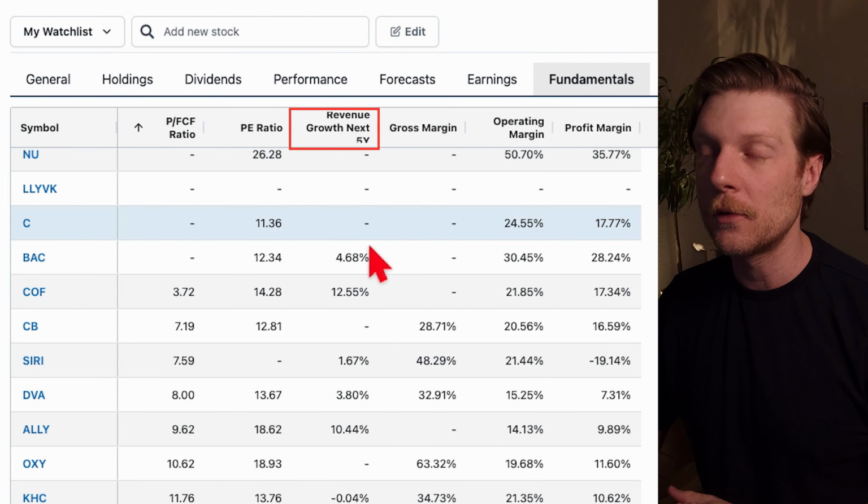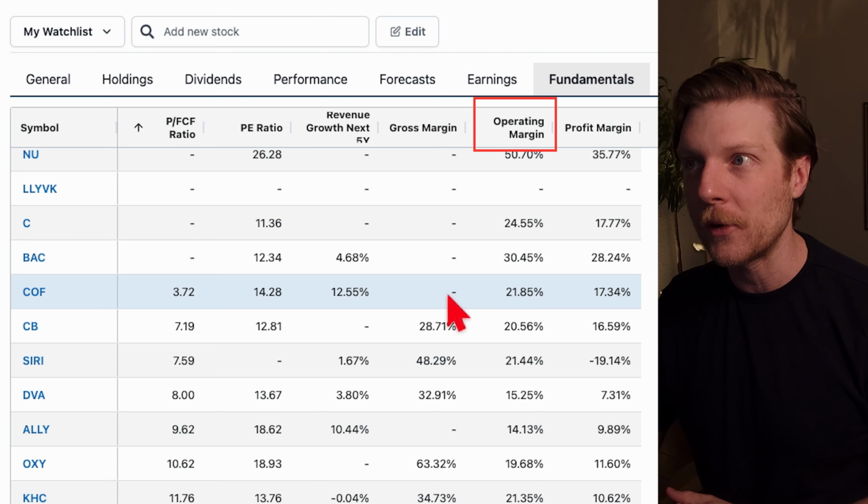Next, 5 years of growth in revenue, gross margin, operating margin, and profit margin. I like to see really high profit margins because the better the profit margins and gross margins they have, the more pricing power, the more of a competitive advantage that the company has, which I like to look for.